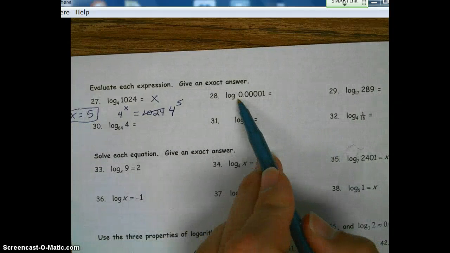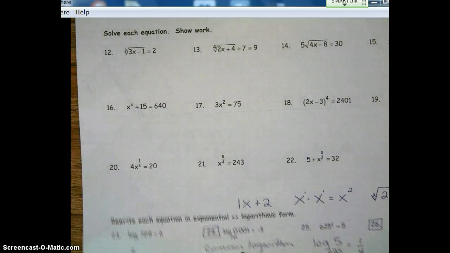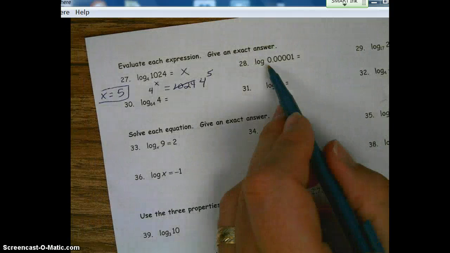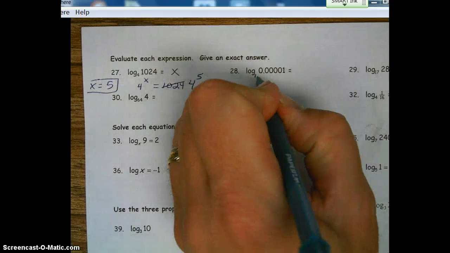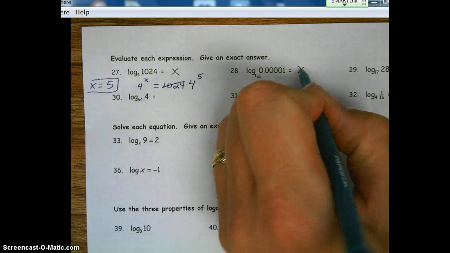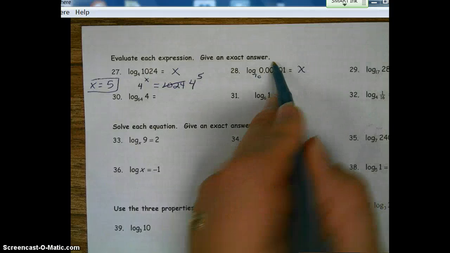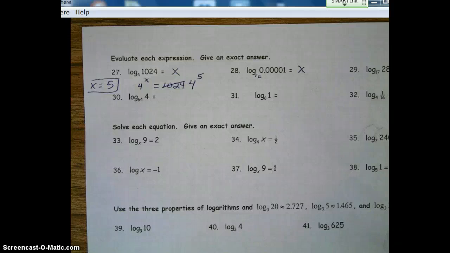What type of log is this? If you said common, you're correct. Excellent. It's a common log, base 10. Anytime we have base 10, it's a common log. So we're going to put the 10 in there, we're going to put the x in here, and we're going to do 10 to the x power equals our argument and solve for x. I'll let you guys do that.